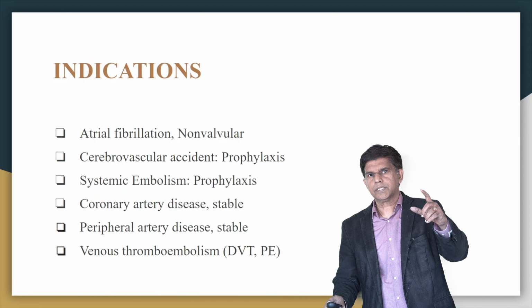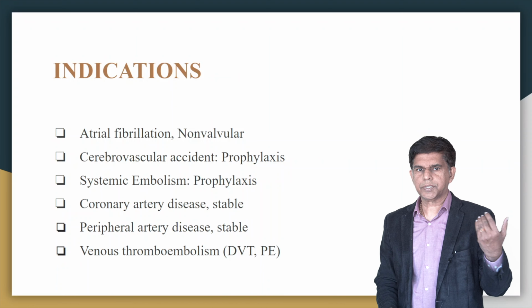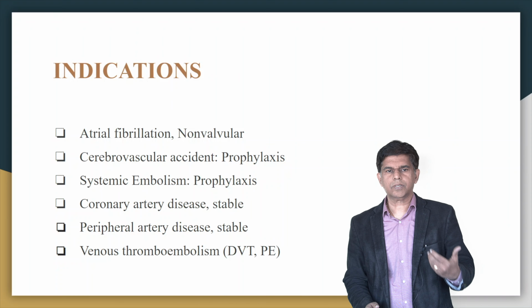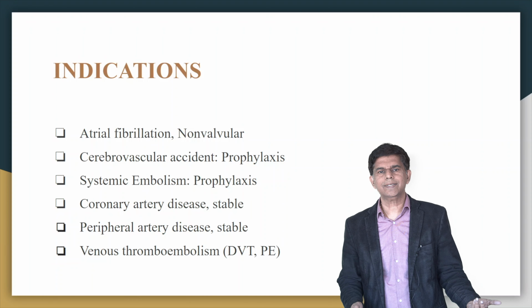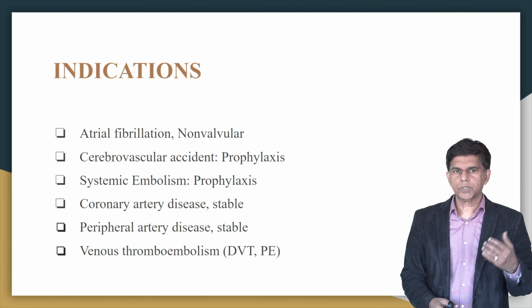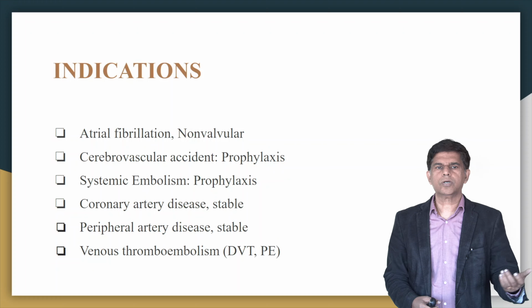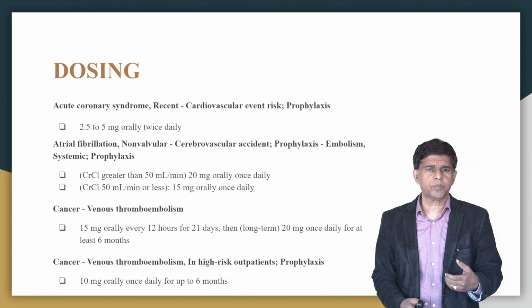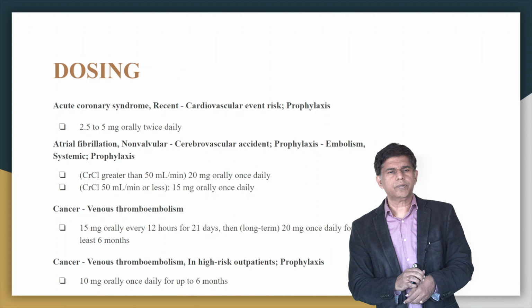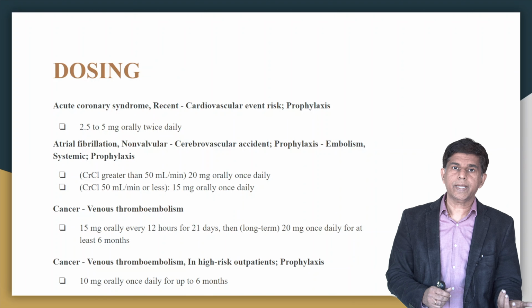So what are the indications of Rivaroxaban? Atrial fibrillation, cerebrovascular accident, systemic embolism, coronary artery disease, peripheral artery disease, and venous thromboembolism, including DVT and pulmonary embolism. So what are the doses? For acute coronary syndrome, a recent coronary artery syndrome, cardiovascular event risk prophylaxis, you can do 2.5 to 5 milligram orally twice daily.